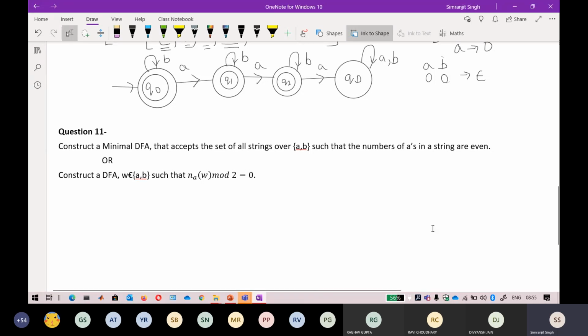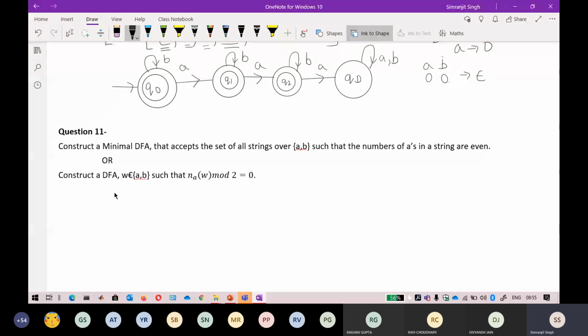Okay, so I have seen that all of you have drawn the correct automata. Again, it is based on the same thing. Vishwesh, please don't post any offensive stuff here. Okay, so please take care of this.